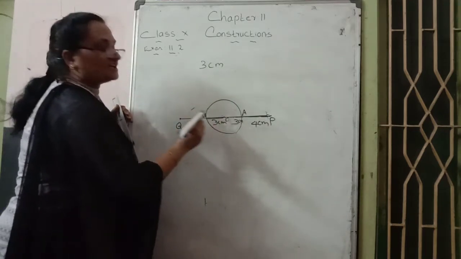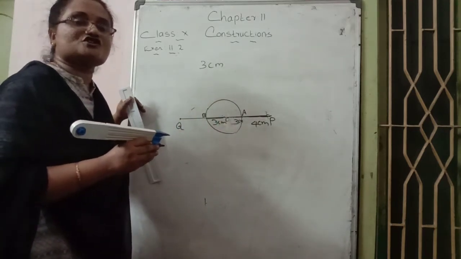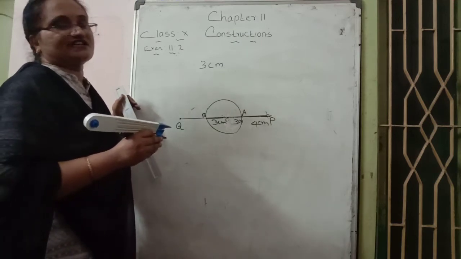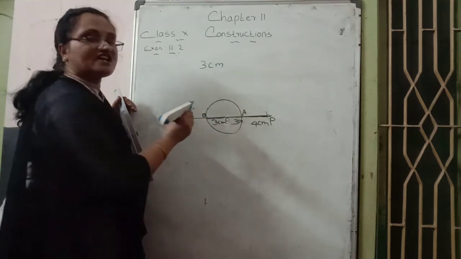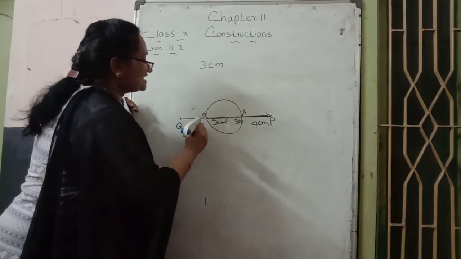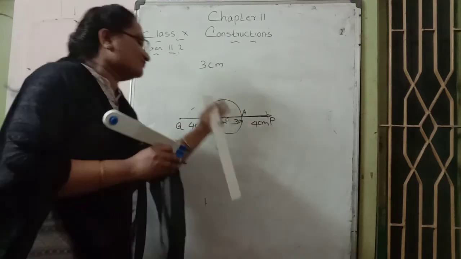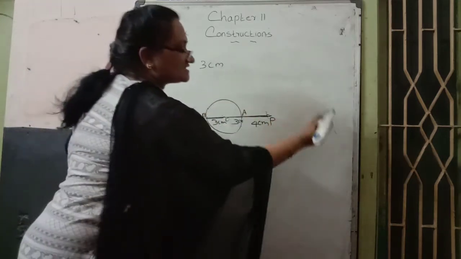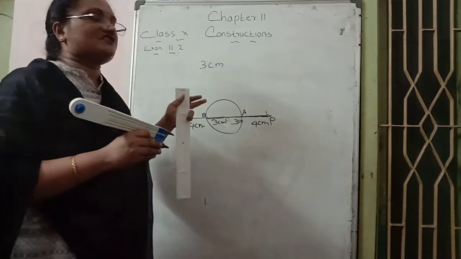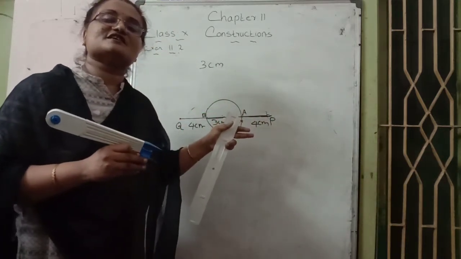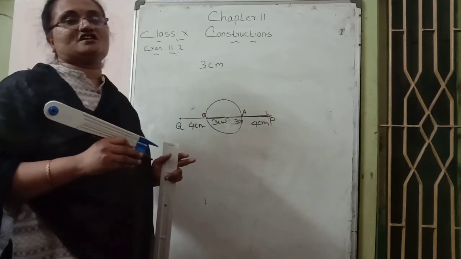O to B already we mark, which is equal to the radius of the first circle, 3 cm. Then B to Q, 3 is added with 4, we get 7. So O to Q, the full distance, becomes 4 plus 3, and the left side is also 7 centimeter. Right side of the center of the first circle also becomes how much centimeter? 7 centimeter.